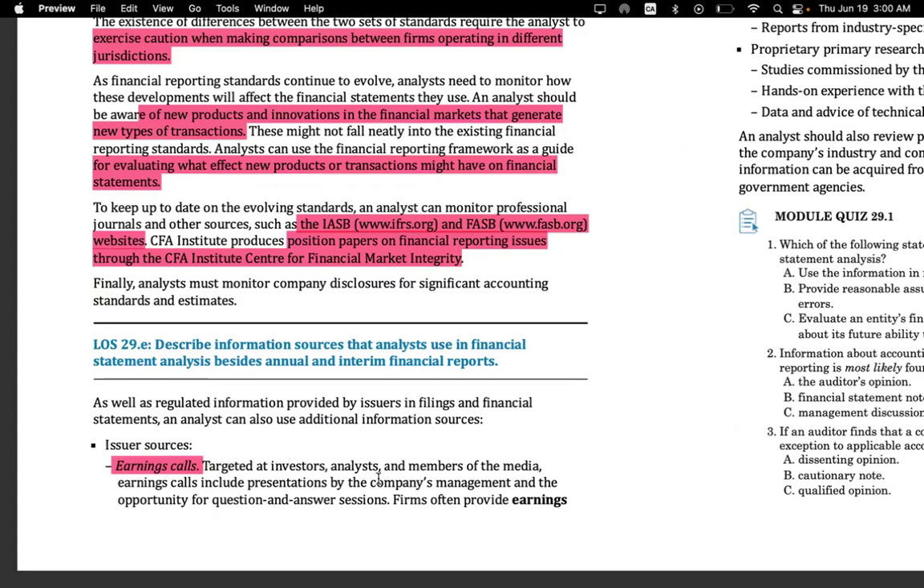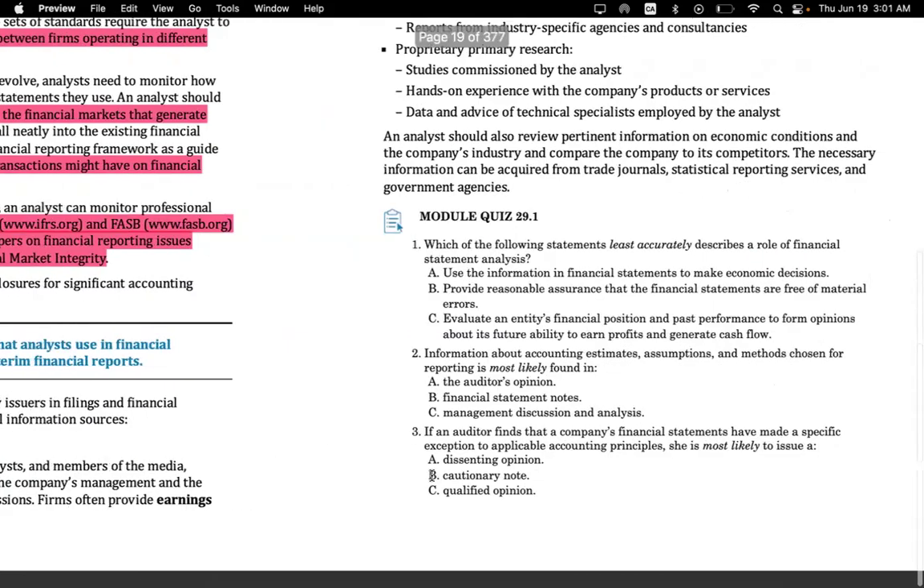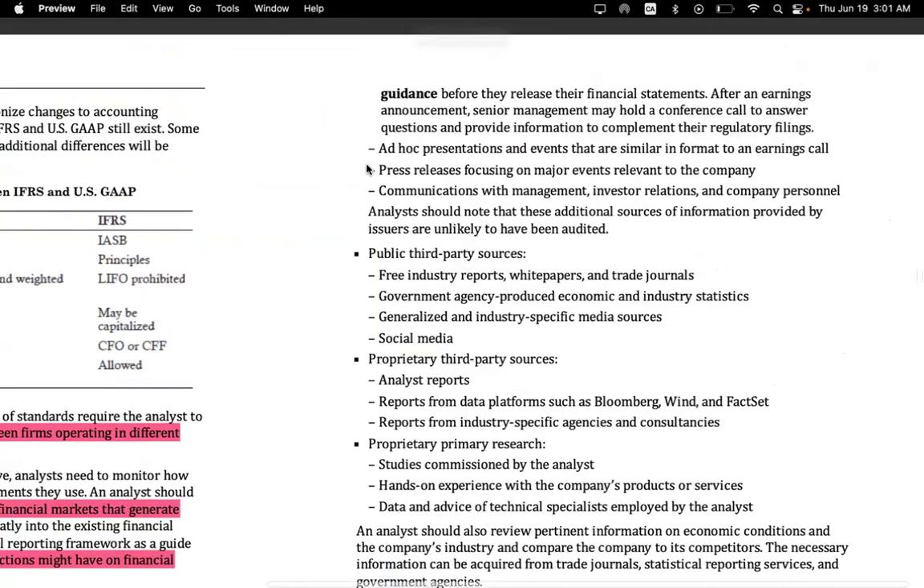Targeted at investors, analysts, members of the media. Earning calls include presentations by the company's management and the opportunity for question and answer sessions. And then earnings guidance is more like, okay, so you have the financial statements come out, they're published, then you have earning calls, then you have earning guidance.